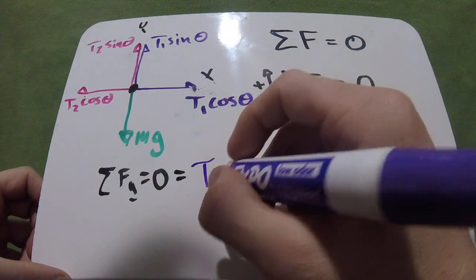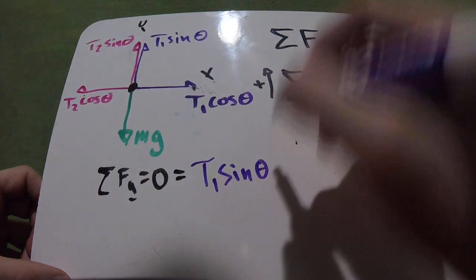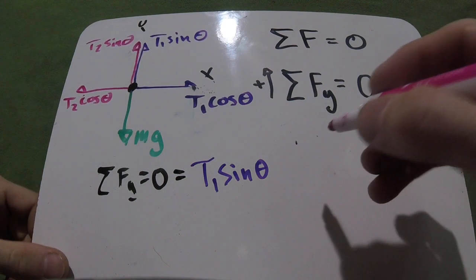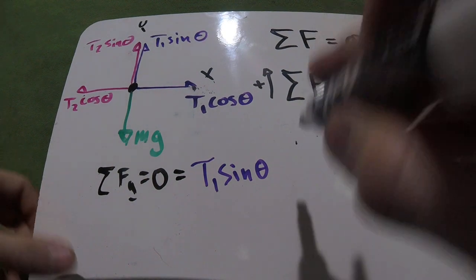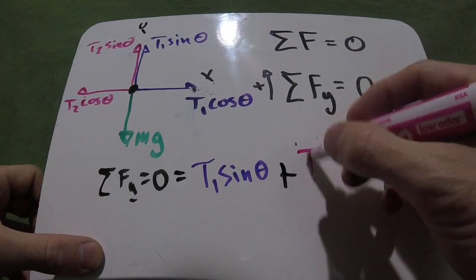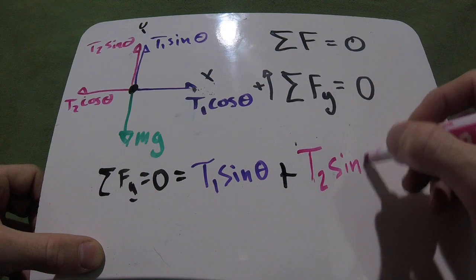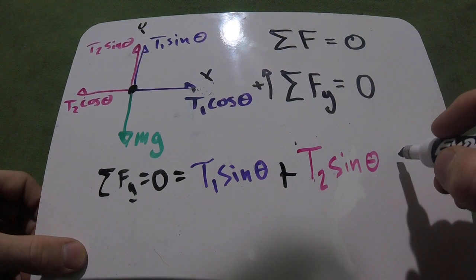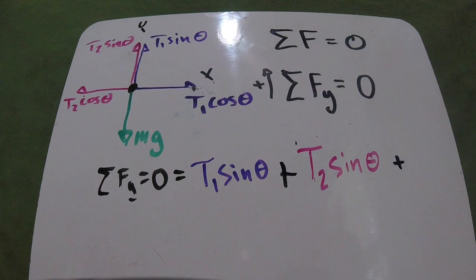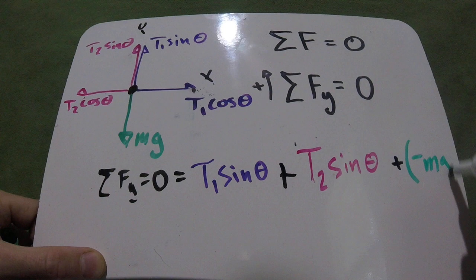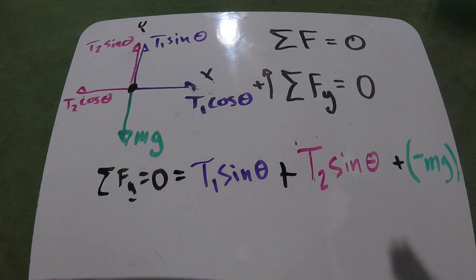T1 sine theta, and is it positive or negative? It's positive because it's in the positive y direction, and we'll say plus T2 sine theta, plus, because we're summing everything, negative mass times gravity, because mass times gravity is acting in the negative y direction.